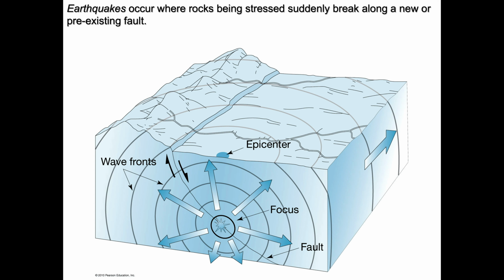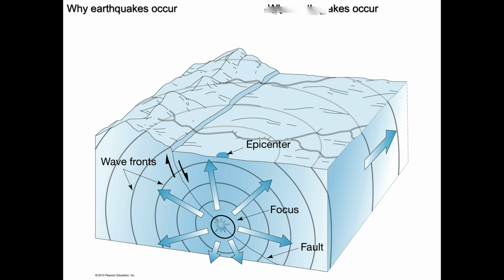When this rock breaks, it moves. One bit of rock moves relative to another bit of rock, and that displacement is the energy, the energetic impetus that generates those seismic waves. These seismic waves are ground vibrations caused by these rocks slipping along opposite sides of the fault. Why does this happen? We're going to go with the elastic rebound theory.